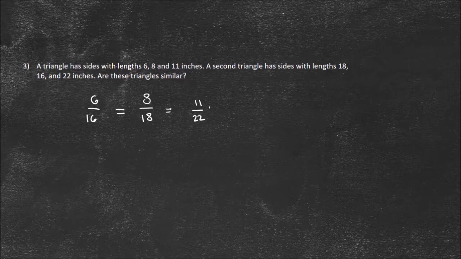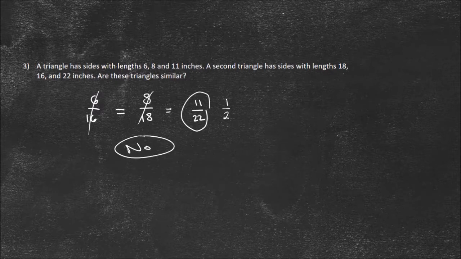The first thing I would notice is that this is an easy fraction. 11 over 22 is 1/2. So now the only thing I need to prove is are the other ratios 1/2. 8 divided by 18 is not 1/2. 6 divided by 16 is not 1/2. So no, they are not similar because they do not share the same proportionality across all sides. So that's the way you do something like that.